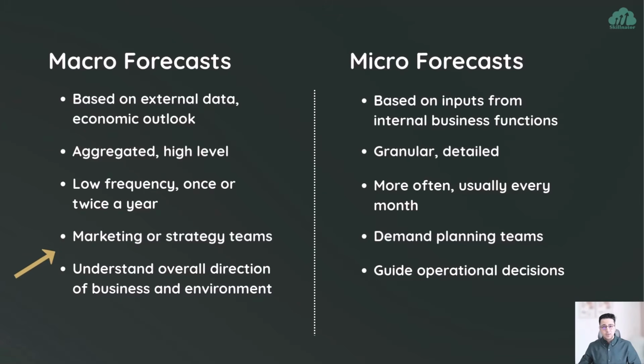Macro forecasts are used by the leadership team to understand the overall direction of the business and its environment, whereas the users of micro forecasts are usually the operational teams. Their purpose is to guide day-to-day execution and operational decision-making. Since this is a course on demand planning, our focus will be on micro forecasting. In the next lessons, we'll start looking at how micro forecasts are actually built and explore some commonly used forecasting techniques.